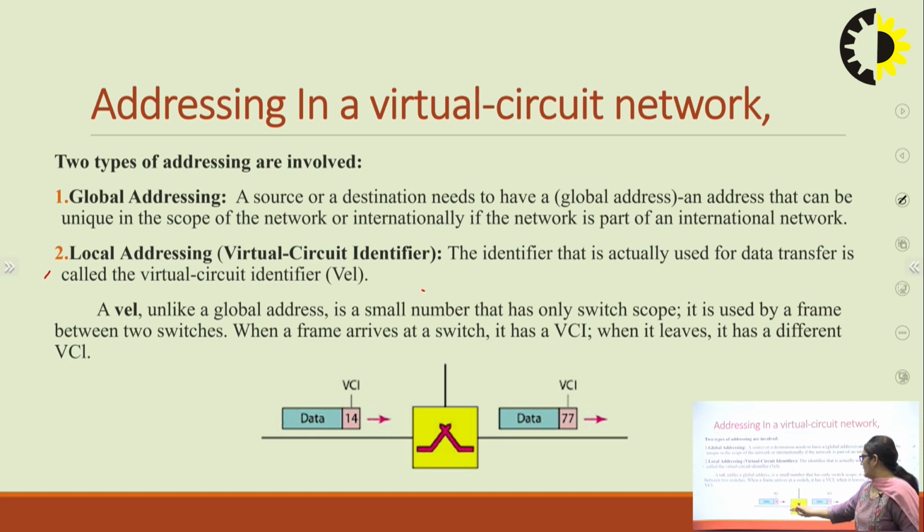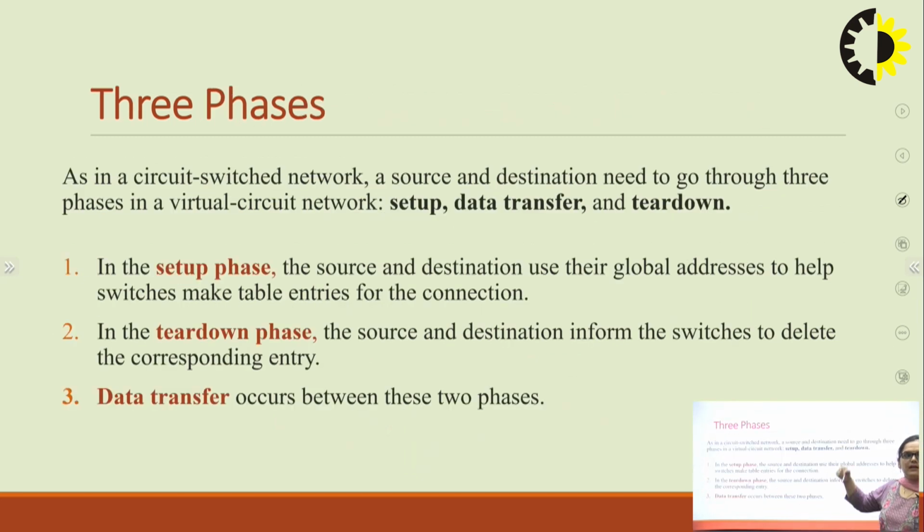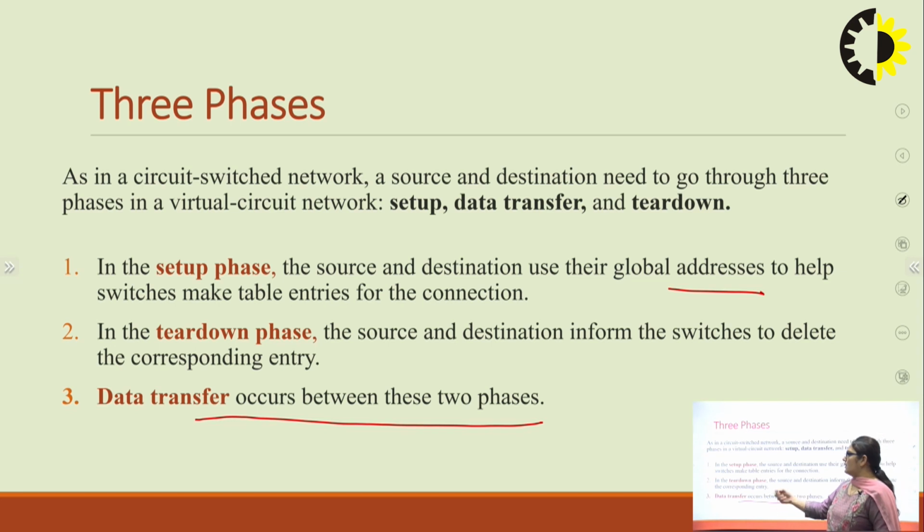When a frame arrives at a switch with a particular VCI number, it will leave that switch with a different VCI number. As you can see here, the data comes with VCI number 14, but when it exits from the switch, the VCI number has been changed to 77. In this also we have three phases. First, the connection is established between the sender and the destination on the basis of global address. Then after connection establishment, the data transfer takes place, and once the data transfer is completed, the connection will be terminated.